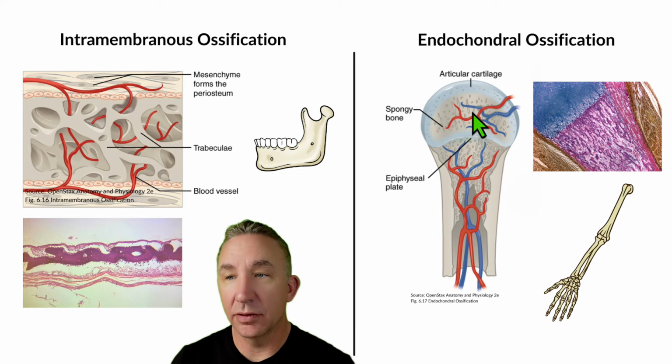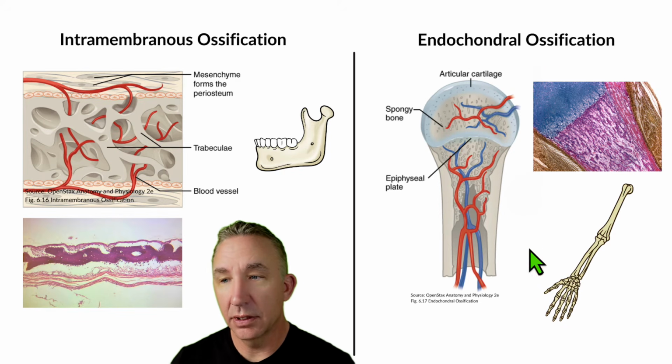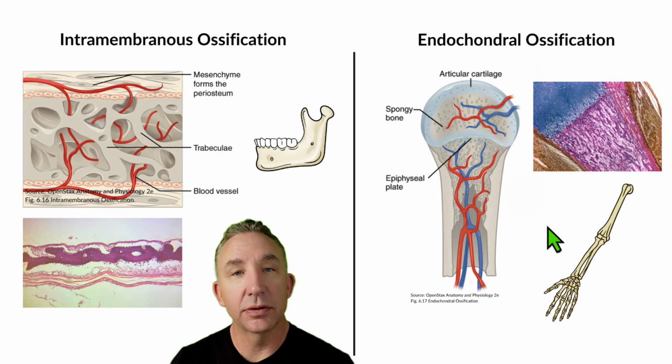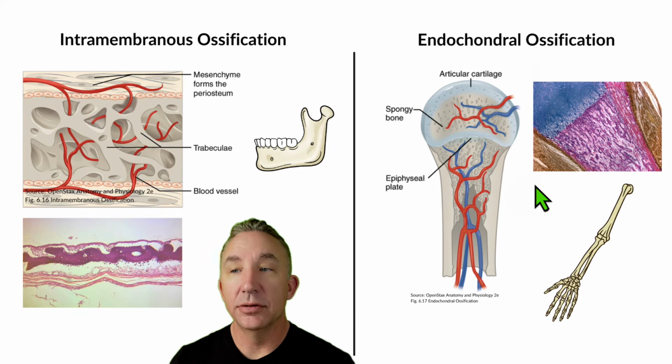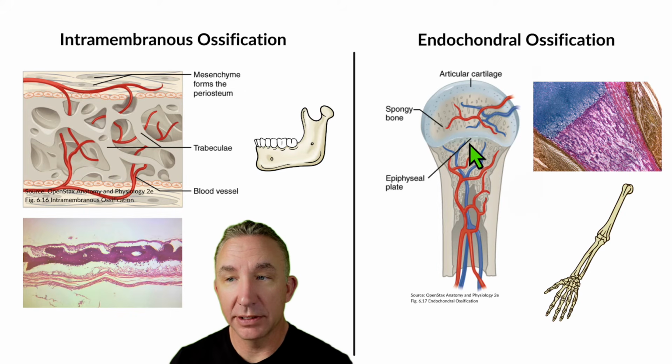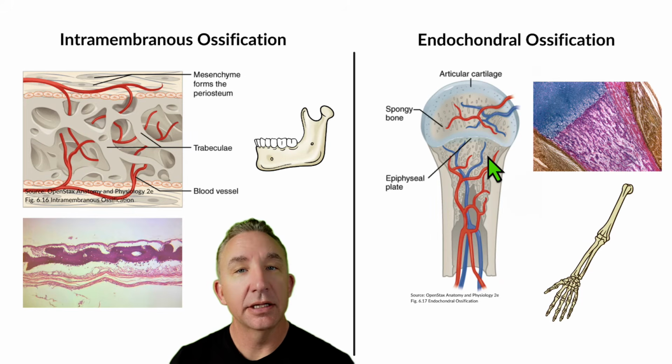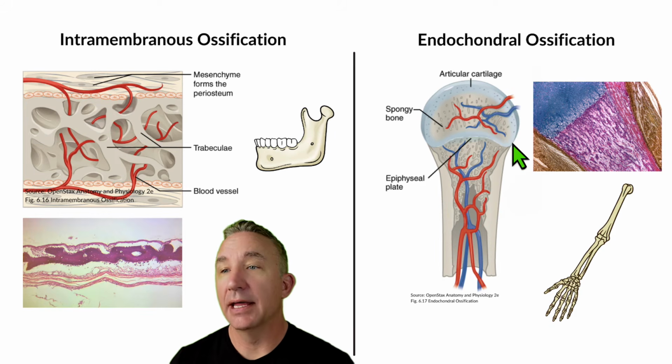Versus when we look at endochondral, this is showing you a long bone. A lot of our long bones go through this process, using hyaline cartilage, which occurs at the epiphyseal plate. So in this section here, at the epiphysis and then the diaphysis, there's a section in between, a region called the metaphysis, and this is where I have hyaline cartilage.